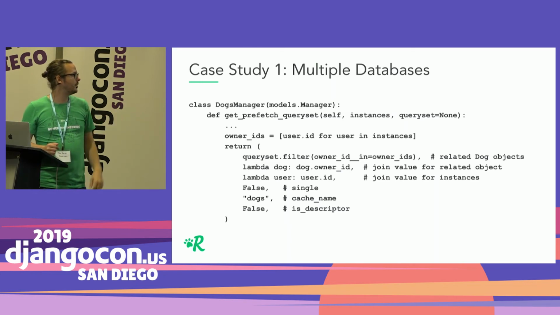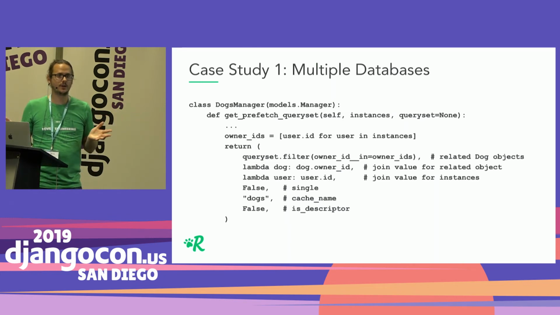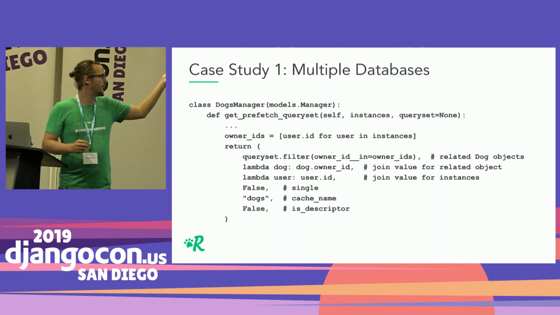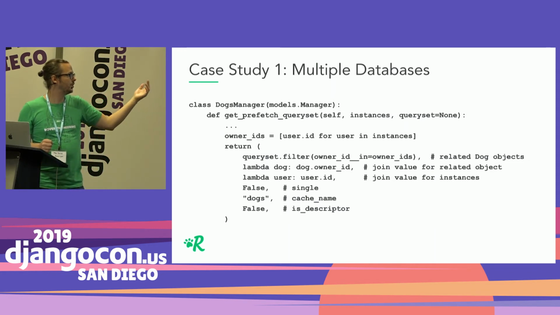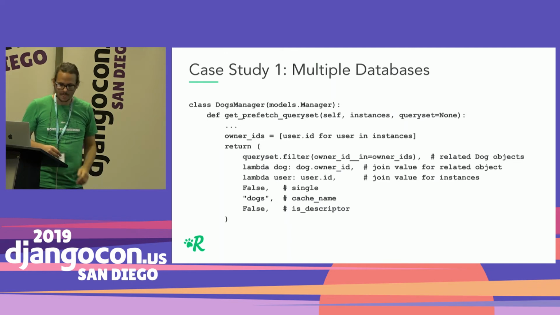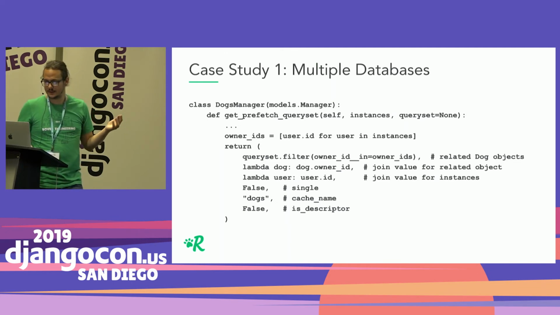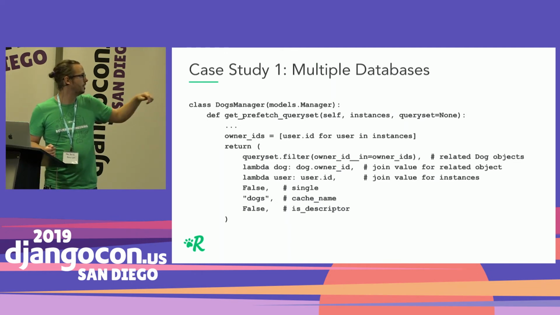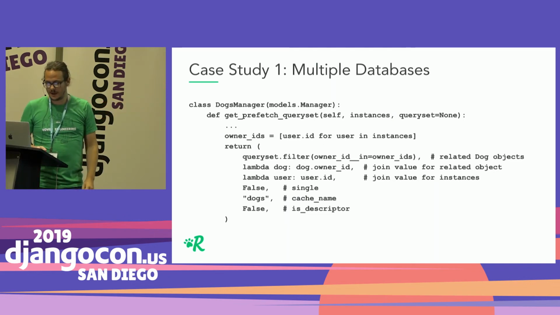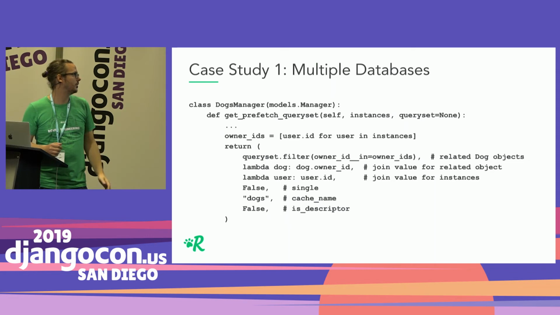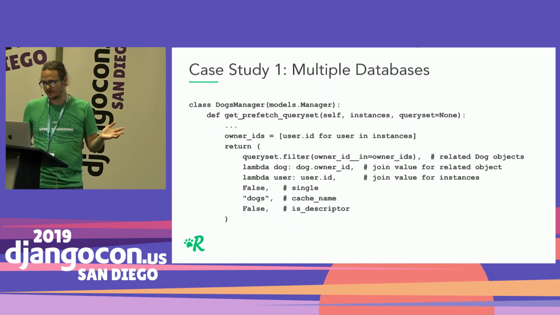And now we have to come up with the join values. We're going to basically join on the primary key for the user. So when we get a related object like a dog, we return the owner ID. And when we get a user, we return the user ID. A person can have multiple dogs, so we'll return false for single. We'll cache it under the dog's name. And is descriptor doesn't really apply when single is false, so we'll return false here.